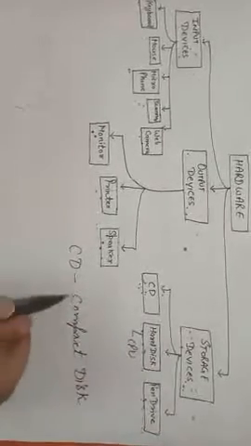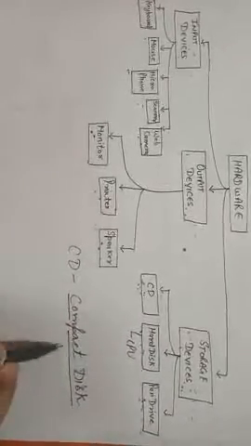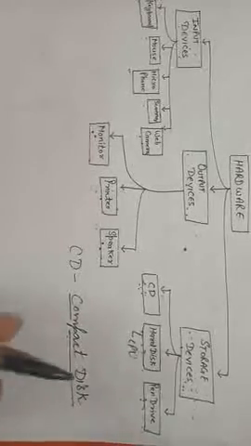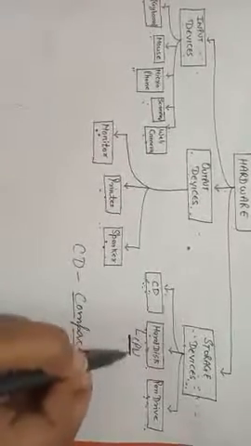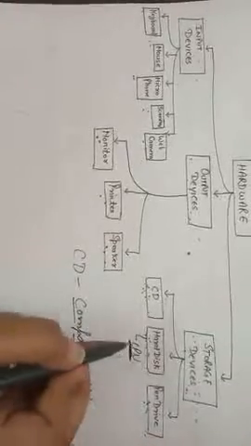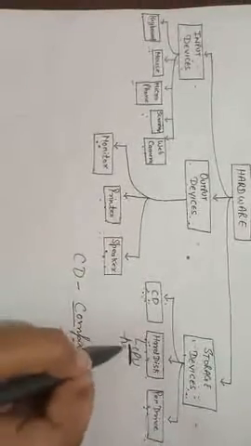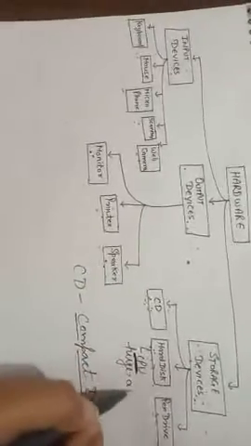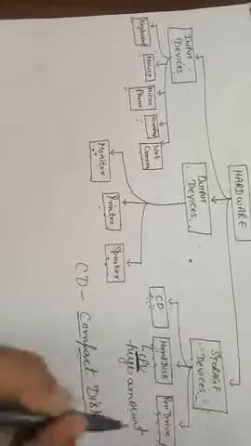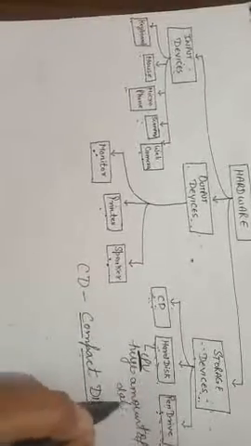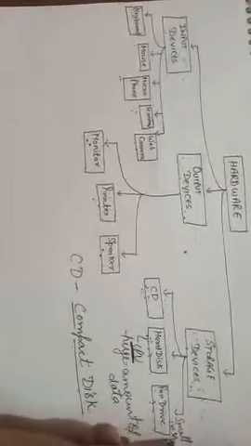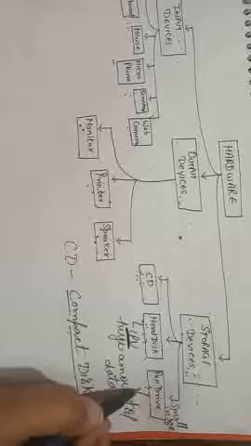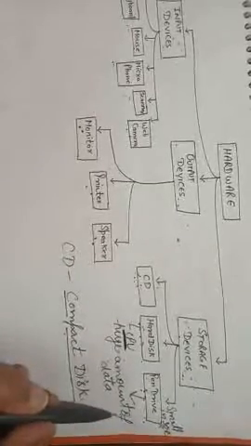CD, which means compact disk, is used to store the data. Then I am having hard disk which is inside the CPU. Hard disk is a part of CPU which is used to store huge amount of data. Then I am having pen drive which is small in size but also can store huge amount of data.